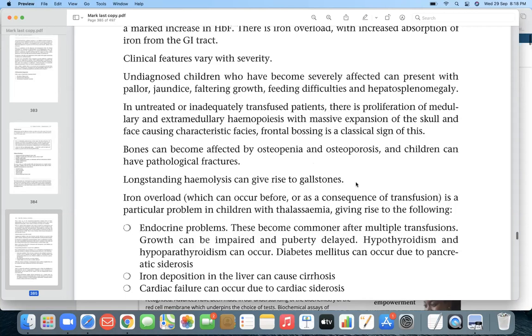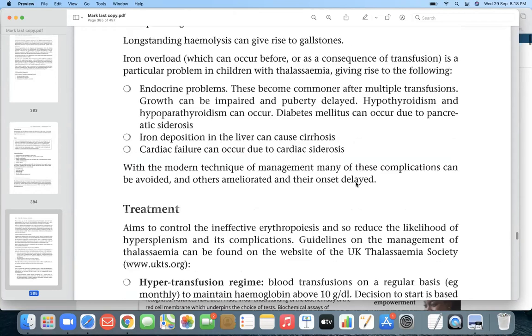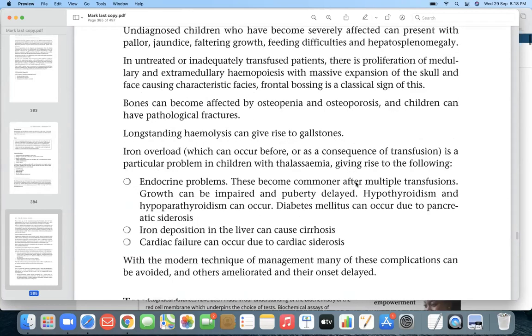Long-standing hemolysis can give rise to gallstones, the same as hereditary spherocytosis. Here the problems with iron overload are very important in these cases. Iron overload, which can occur before or as a consequence of transfusion, is a particular problem in children with thalassemia. What are the iron overload problems here? Endocrine problems. This becomes commoner after multiple transfusions. Growth can be impaired, puberty delayed.